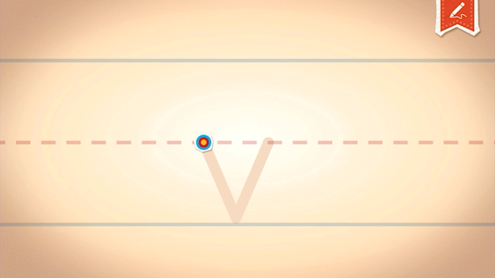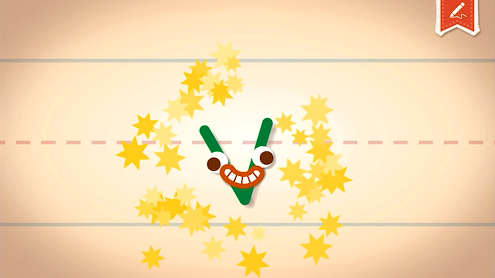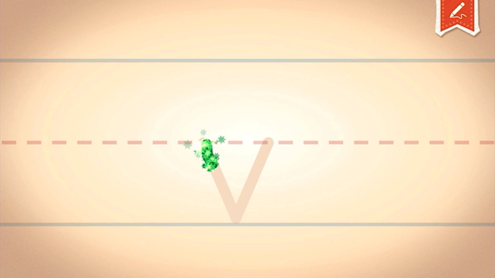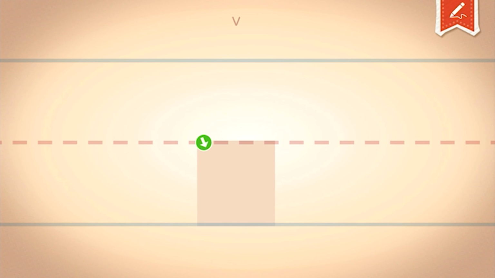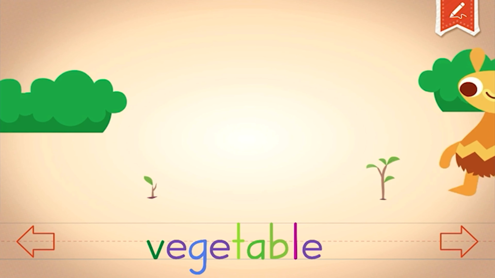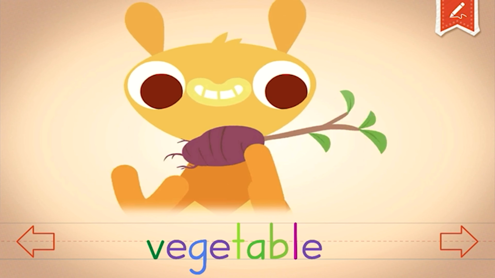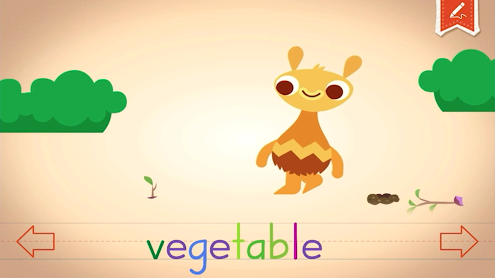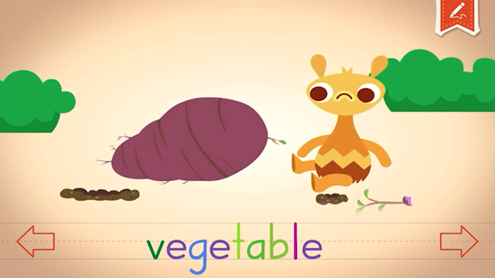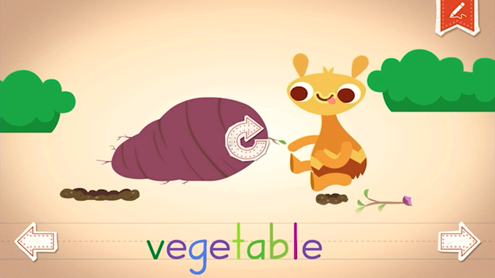V. V is for vegetable. Vegetable starts with V.